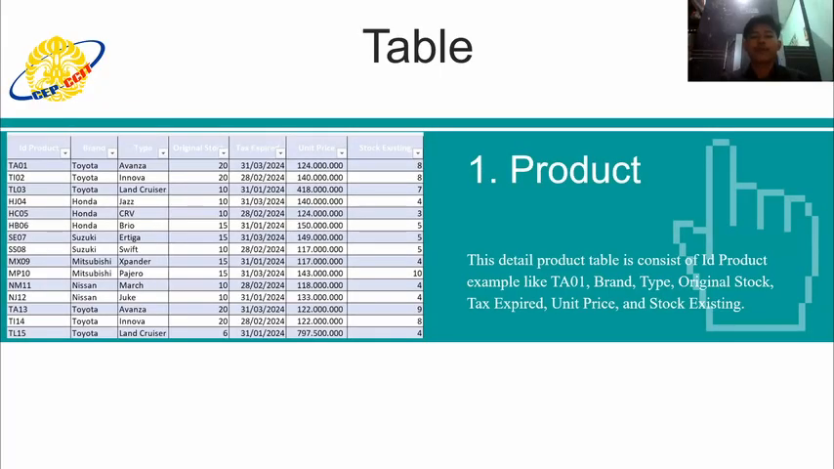So here's our content for this presentation. First is table, pivot table, implementation, and closing. First, we have the product table. This is a partial table of products that we saw on the left. This detailed product table consists of ID product, for example GA1, brand, type, original stock, tax expired, unit price, and stock existing.